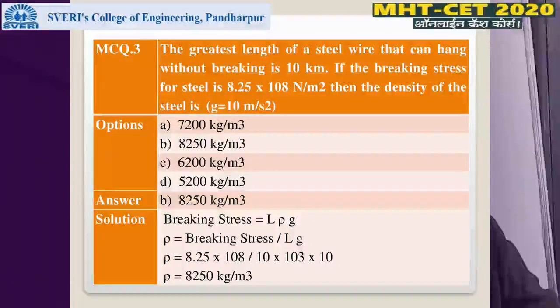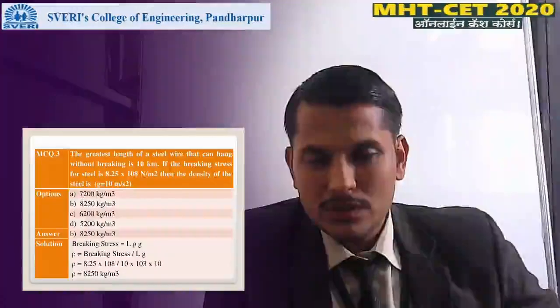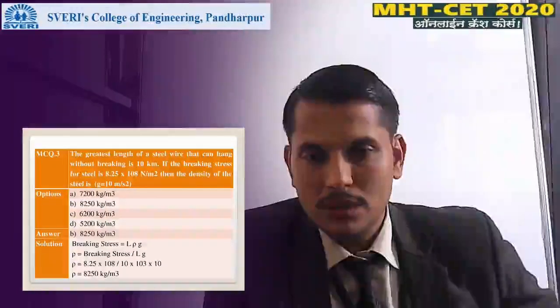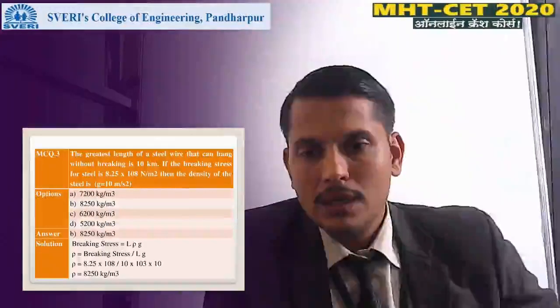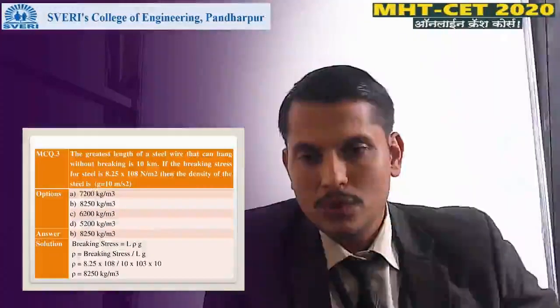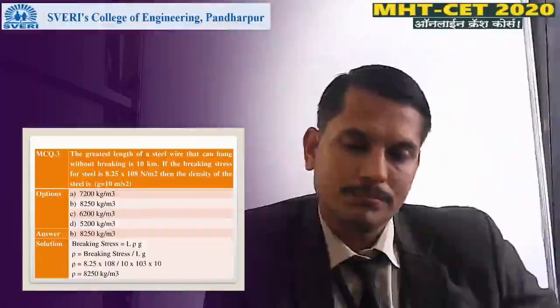So breaking stress we know, that is L into rho into G. So rho we have to determine. Breaking stress value is given to us, divided by L into G. Values are with us, we are putting the value, and the answer we are getting is 8250 kilogram per meter cube.